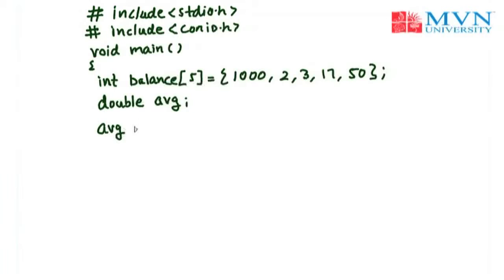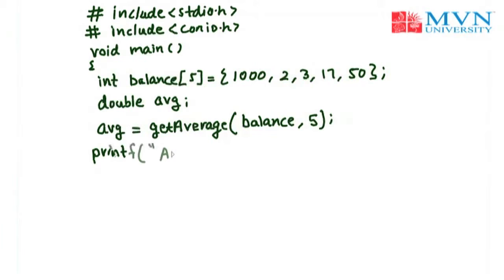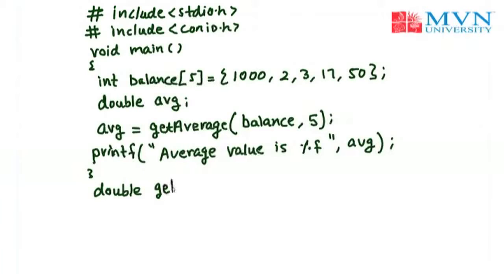Then avg is equal to getAverage, that is the function used, and in the parameter of this function I am passing the balance array with the size 5. Write the printf statement that the average value is %f, because the average value comes out to be a float value, that's why we have to use %f here, comma avg, that is the variable that stores that value. Close the main function. Then define the function used, that is getAverage.